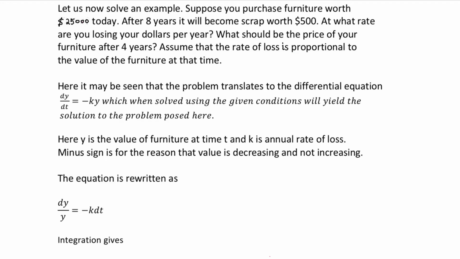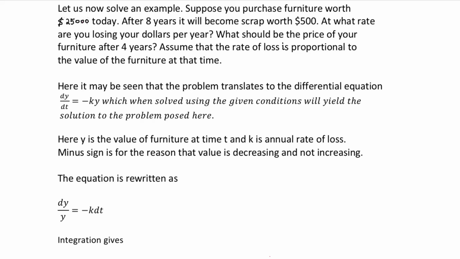Let us now solve an example. Suppose you purchase furniture worth $25,000 today. After 8 years, it will become scrap worth $500 only. At what rate are you losing your dollars per year? What should be the price of your furniture after 4 years? Assume that the rate of loss is proportional to the value of the furniture at any time.